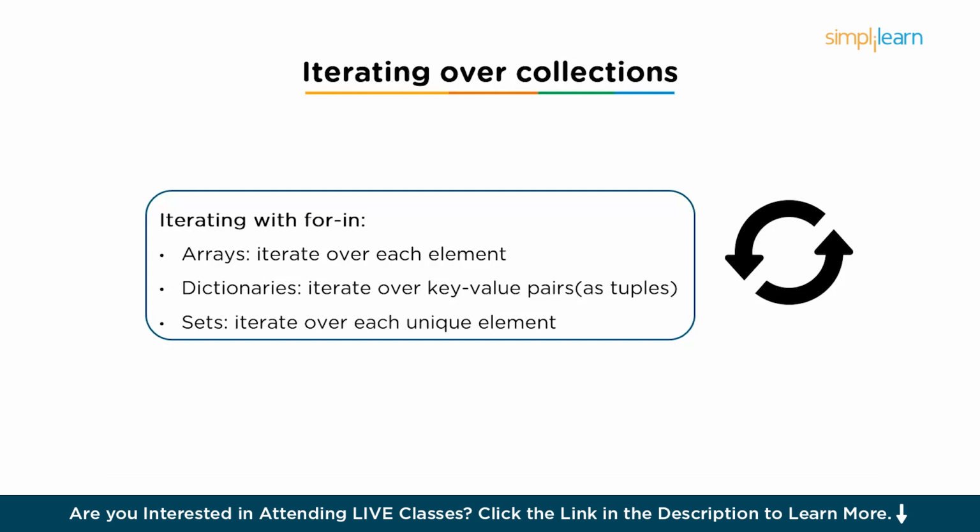When you iterate over a dictionary, the for in loop provides you with each key value pair. Each pair is represented as a tuple where the first element is the key and the second element is the value. In sets, the for in loop gives you each unique element in the set. However, remember that sets do not have a defined order, so the elements will be provided in an arbitrary sequence. So let's quickly see an example for this.